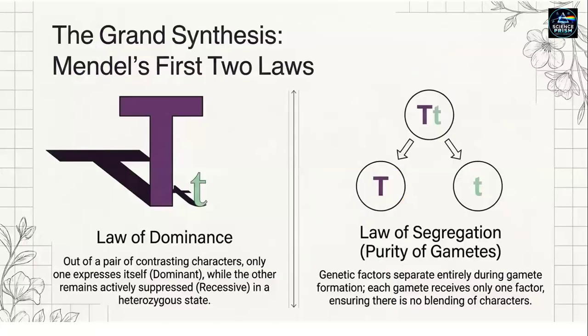Now Mendel's first law we had done already. Second law was law of segregation, that is purity of gametes, which states that each gamete receives only one factor. Basically, two members of a pair of factors separate during gamete formation, like you can see in this image.